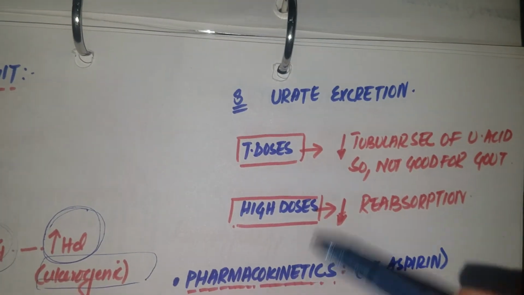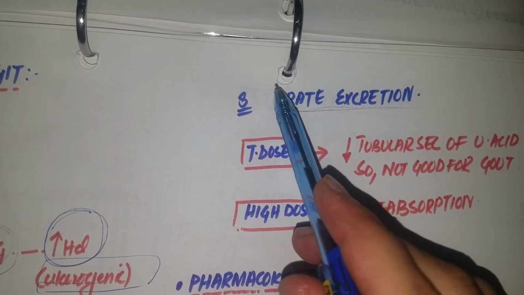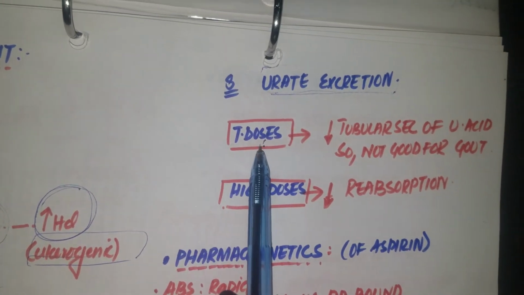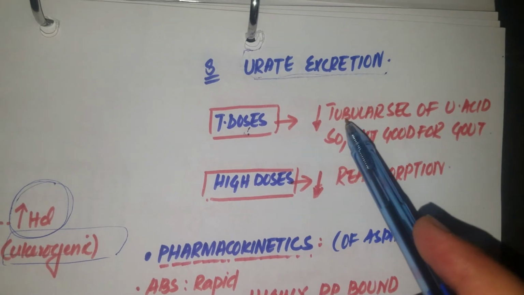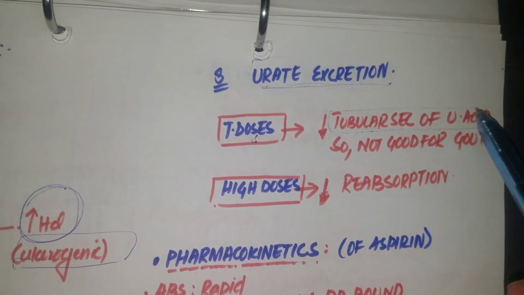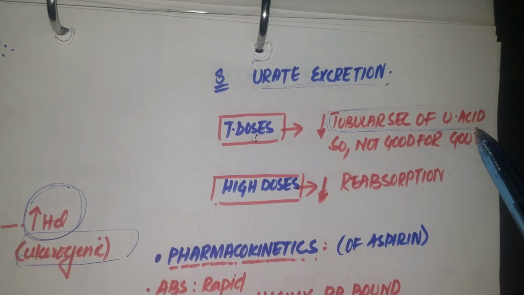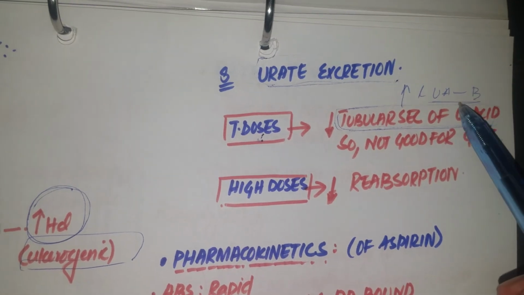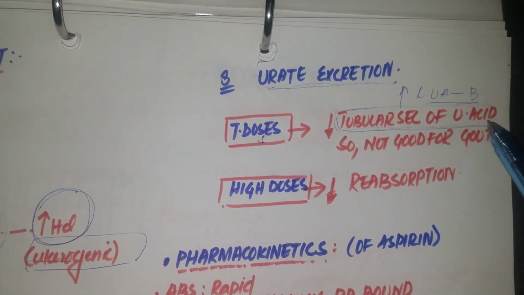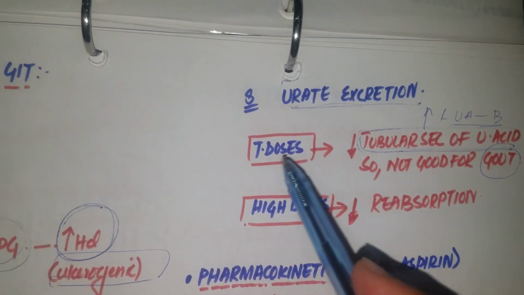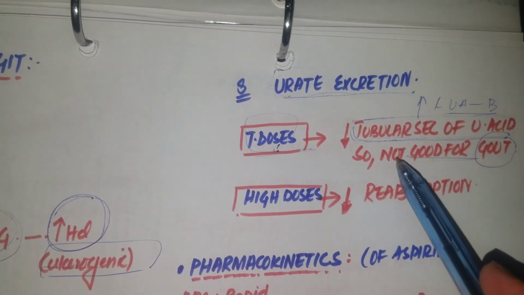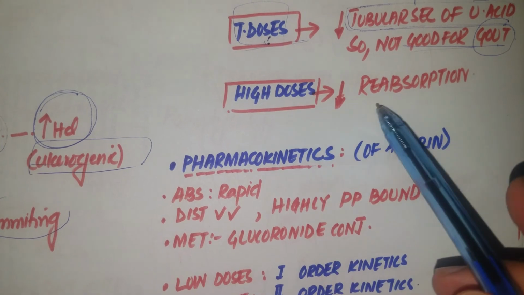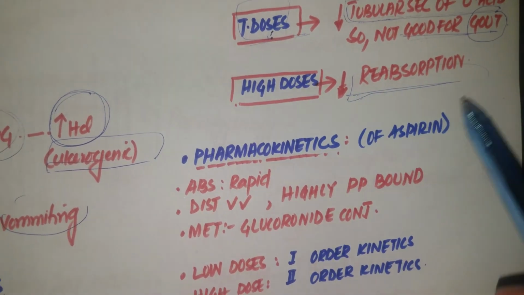Coming to the effect of aspirin on uric acid secretion. In therapeutic doses, when aspirin is used, it causes a decrease in the tubular secretion of uric acid. Whenever this is decreased, there will be increased levels of uric acid in the blood. And we already know that in gout patients the uric acid level is already increased, so these drugs are not good for the uric acid patient or for the gout patient. In higher doses, when aspirin is used, it causes a decrease in the reabsorption.